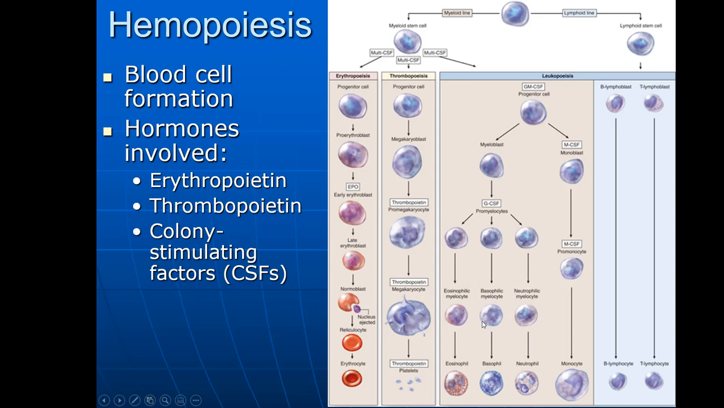but I'm going to give you one more little bit of information, the hormones involved in this. So the hormone involved in red blood cell formation is erythropoietin, stimulates red blood cells. Remember, that comes from the kidneys. Thrombopoietin is a hormone that promotes platelet formation. And then for the white blood cells, they're just called colony stimulating factors. And there's different ones.